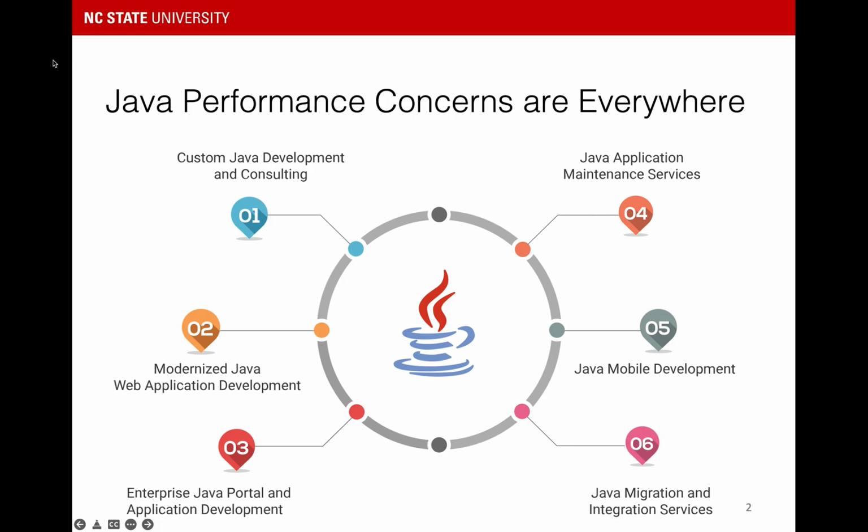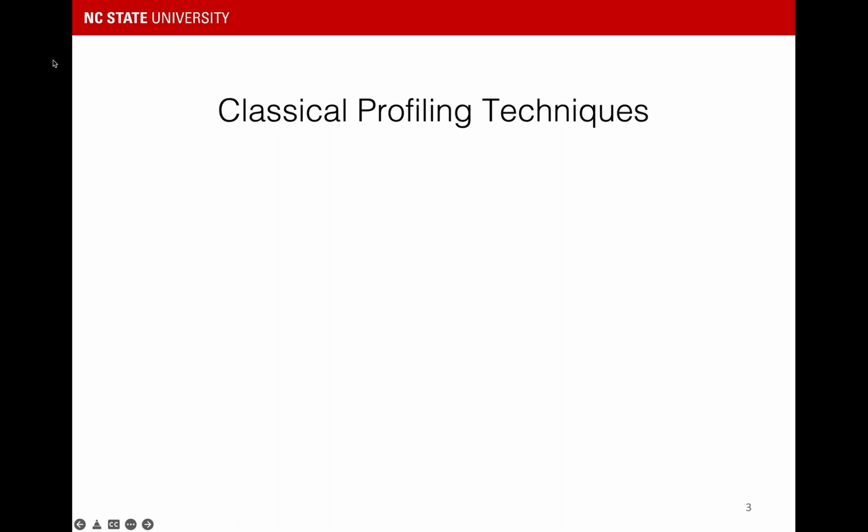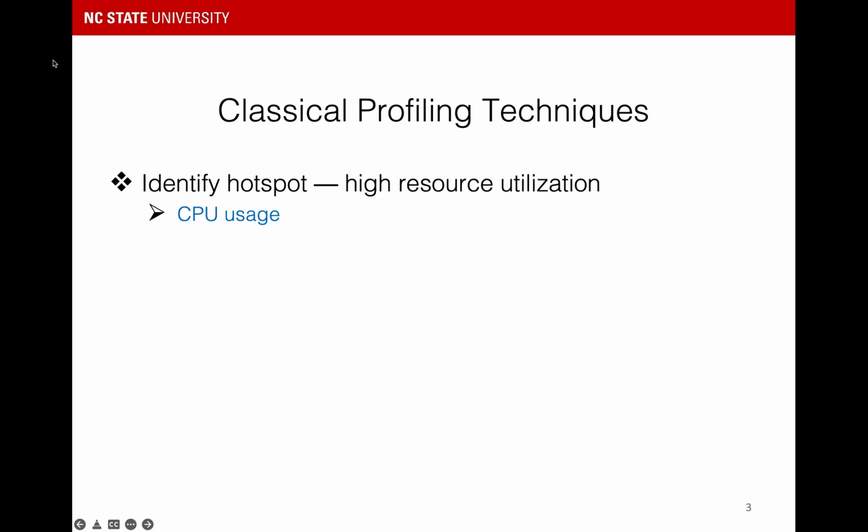And developers want their Java-based applications to run faster and consume less energy. So Java performance concerns are everywhere. Currently, in Java profiling, the classical profiling techniques usually target hotspots, that is high resource utilization, such as high CPU usage, cache misses, access latency, memory allocations, and some other hotspot metrics. Hotspot analysis is indispensable, but it cannot tell whether the resources are well spent.